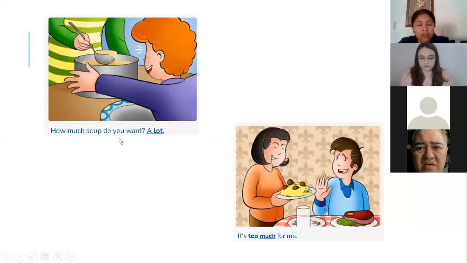Here we have 2 more examples. How much soup do you want? Oh, I want a lot. ¿Qué tanta sopa quieres? I want a lot. Or I want a little. Or I want quite a lot, que es pues más o menos. It's too much for me.